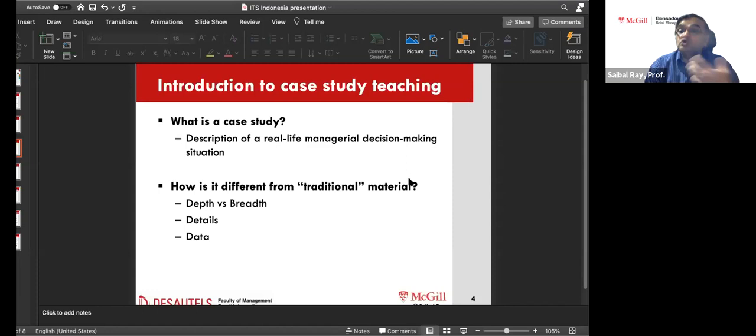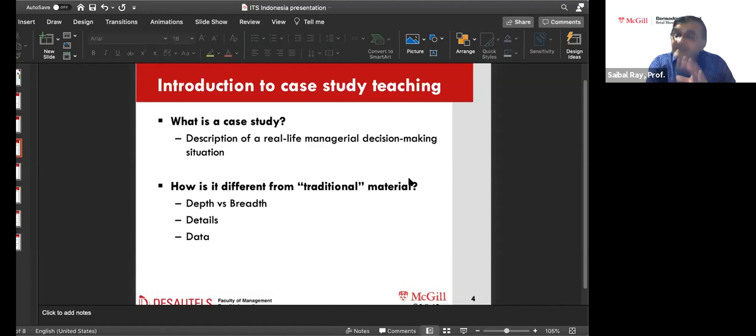And the thing that many of you said, that trade-off, that in real life there is always a trade-off. There is no best optimal decision. You have to always take the best possible decision, not necessarily the optimal decision. And that is very important when we are teaching a case. And that is why case study is, it is not real life. I am saying almost real life.